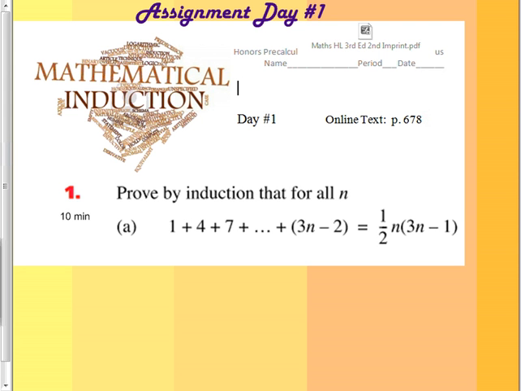A lot of teachers aim for like 45 minutes of math homework. That's reasonable. That's not crazy talk. All right, so number one, let's get it started. Step one.